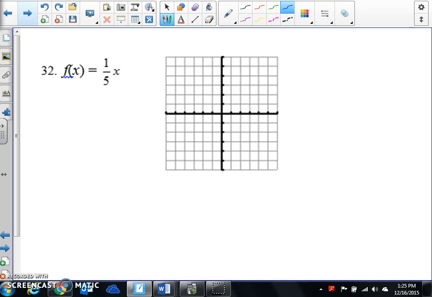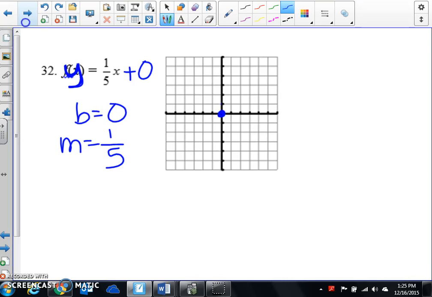All right, f of x is just y. So if I were you, I would just make that y. Okay, so that's y equals mx plus b, so I'm going to go ahead and put my plus 0. So my b is 0, my slope is 1 over 5. So I go to the y-axis to 0, and then I rise 1, run 5. 1, 2, 3, 4, 5. Fall 1, go to the left 5. 1, 2, 3, 4, 5. Connect your dots. Remember, before you move on, I'm going up the mountain, so I better have a positive slope, which I do.